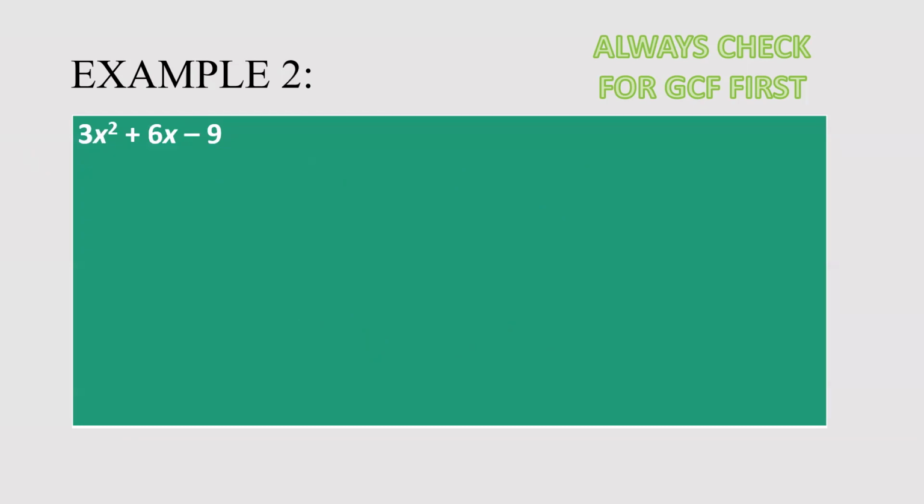All right, your turn. So in box 5, you have 3x squared plus 6x minus 9.